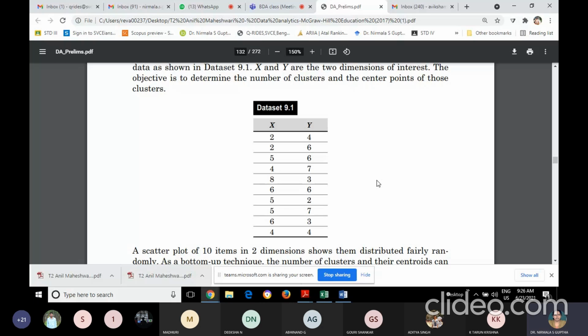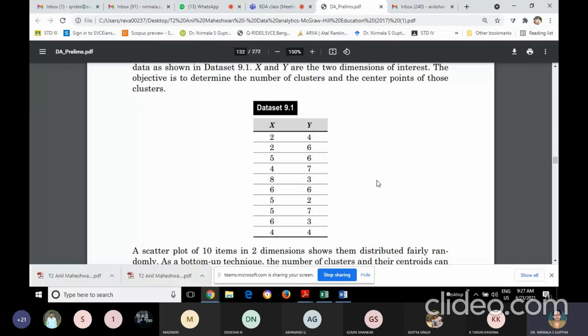Okay, so this whole set of 10 items can be broken into two groups or two clusters. Why? Because the big distance between the points: 2, 6 is 4, and 8, 3 is 5. So these are the two groups or two clusters we can break this data into. Now, what can the 3 points at the bottom right form?